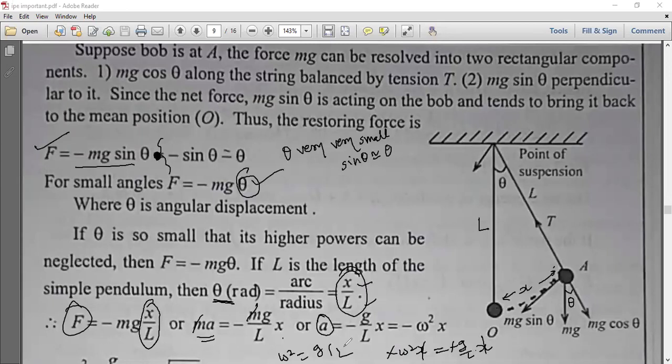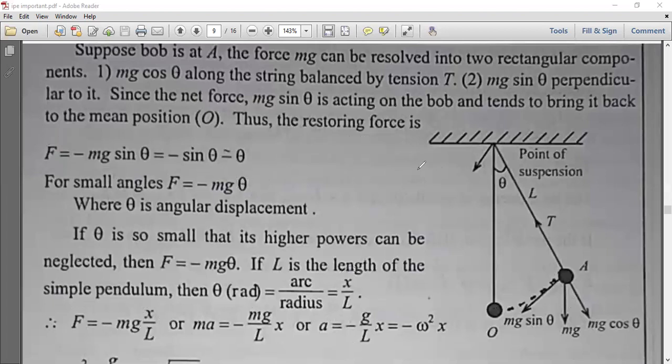Understood? Nothing to do. First F is equal to minus mg theta. Just use the angular displacement formula, arc by radius, x by L, substitute here, and then ma is equal to minus mg x by L, m cancels, and again in place of a you substitute minus omega square x. Again you can cancel x and we will get omega square is equal to g by L. Okay, understood?